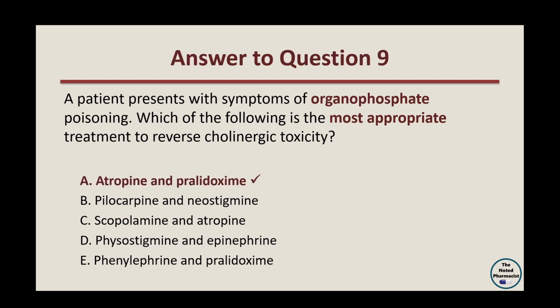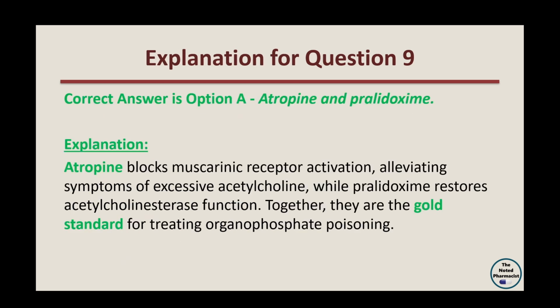The correct answer is option A, atropine and pralidoxime. The explanation is as follows. Atropine is a muscarinic antagonist that blocks excessive acetylcholine activity at muscarinic receptors, while pralidoxime reactivates acetylcholinesterase inhibited by organophosphates. This combination is the standard treatment for organophosphate poisoning.